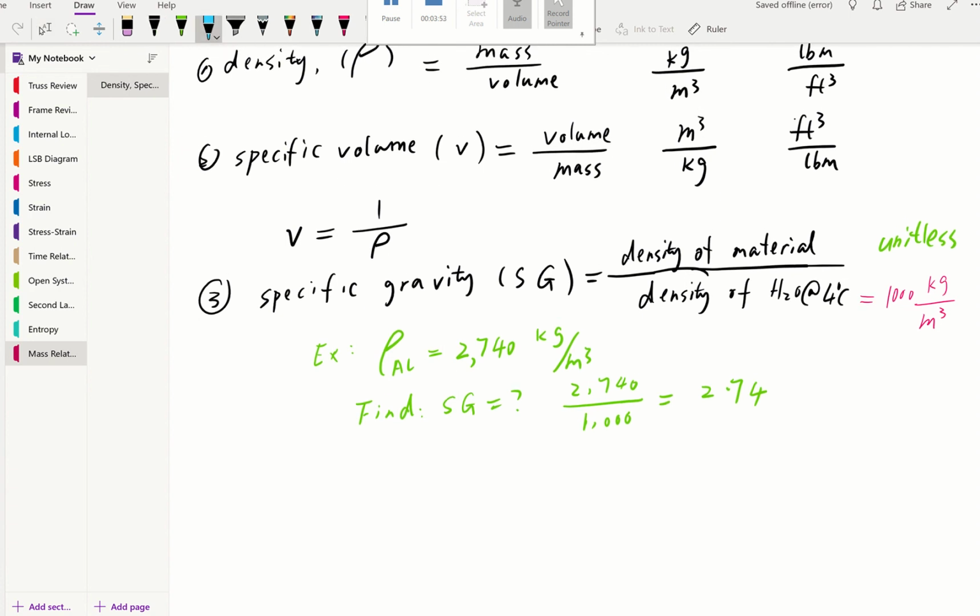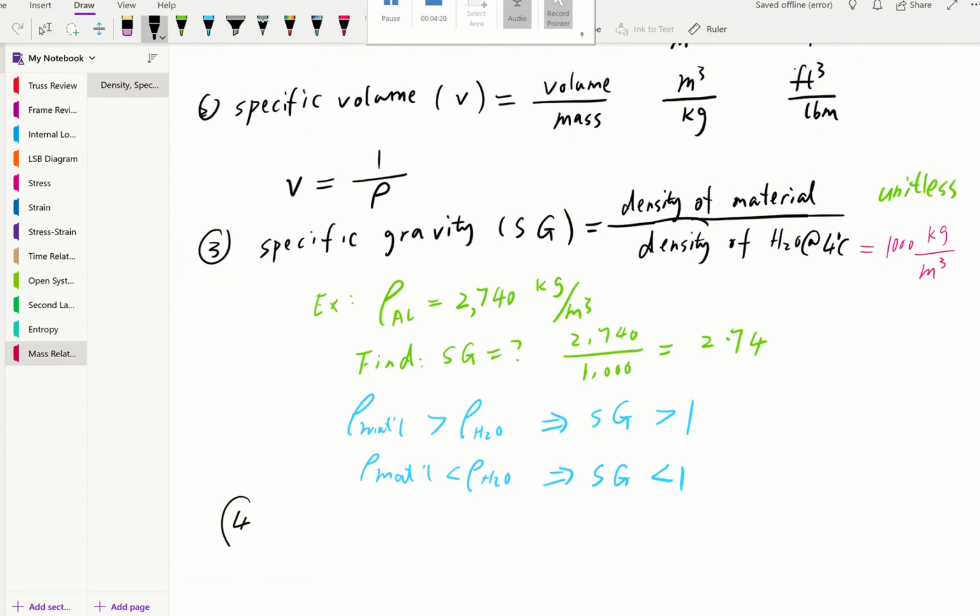And another point: if the density of this material is greater than the density of water, then the specific gravity will be greater than 1. Otherwise, the specific gravity will be less than 1, right?